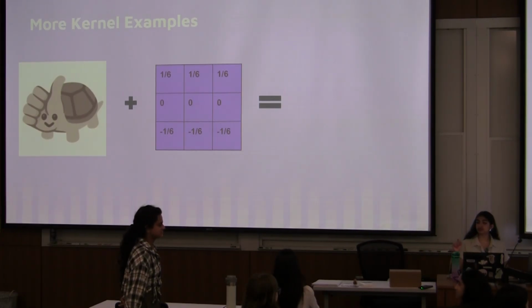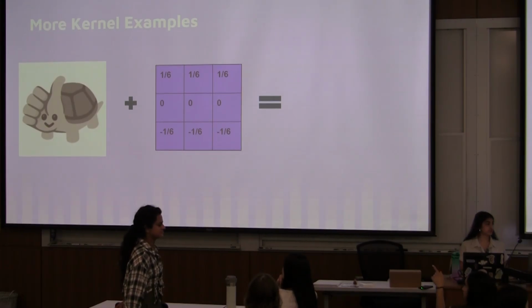It was like horizontal edge detection because it kind of looks like the curves at the top and then at the bottom.